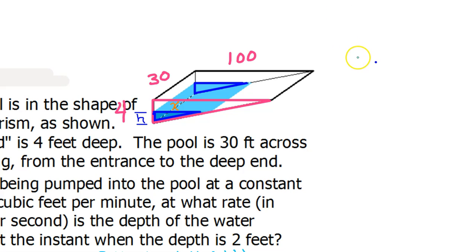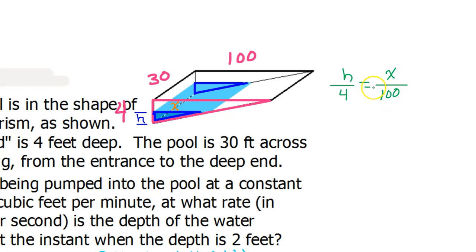So remember, it goes small over big equals small over big. On the small triangle, let's write h. The corresponding side of the big triangle is 4. So we have h over 4. And that will equal another small over big. So another side of the small triangle is x. And the corresponding side on the big triangle is 100. Okay, so small over big equals small over big.